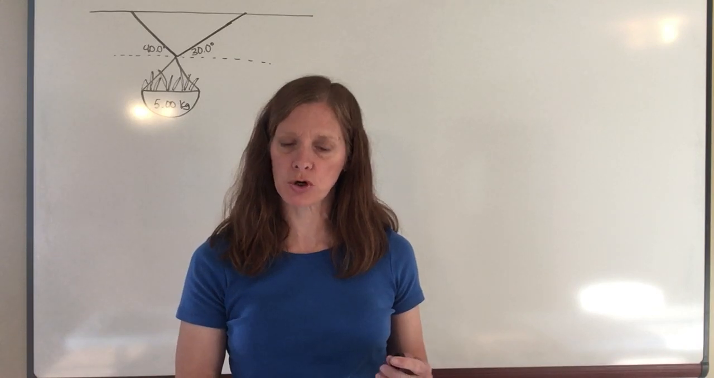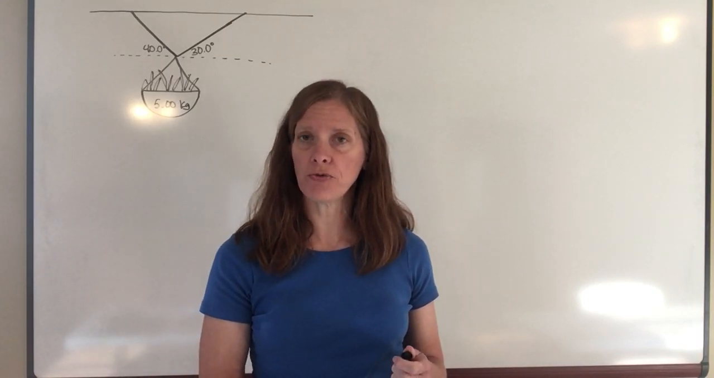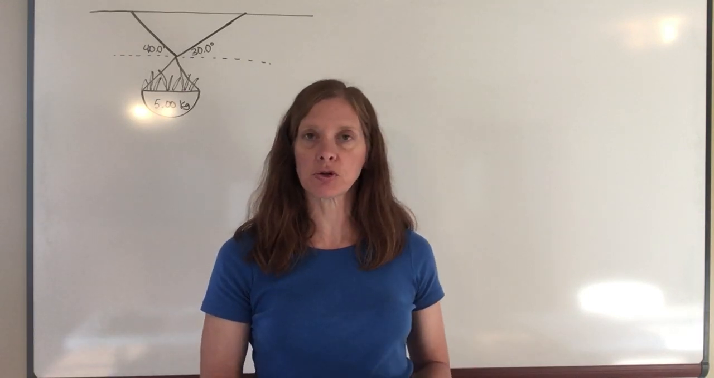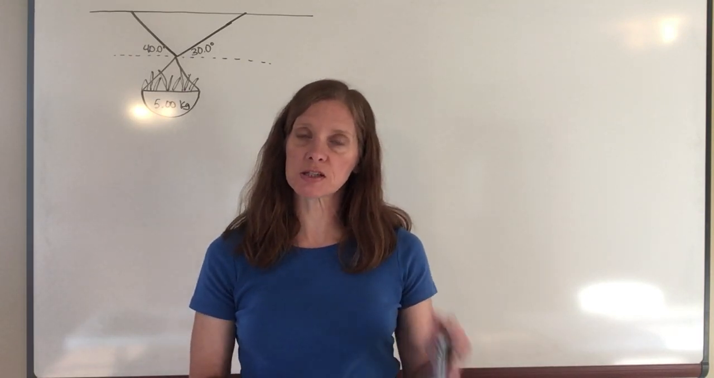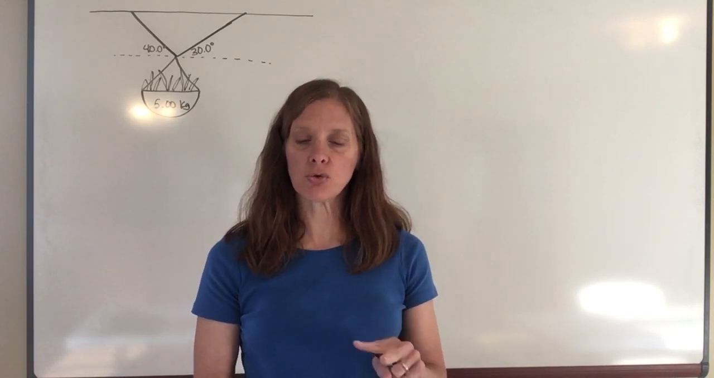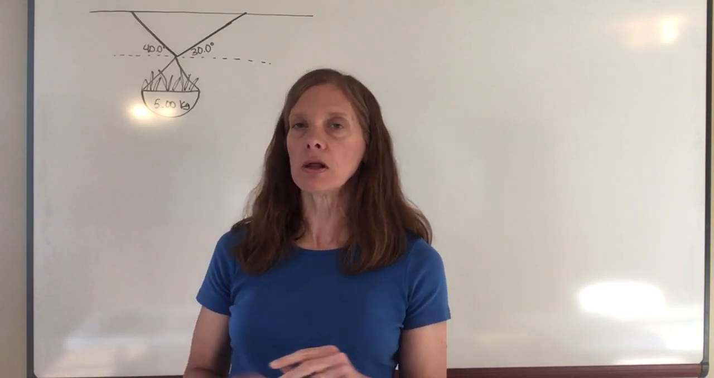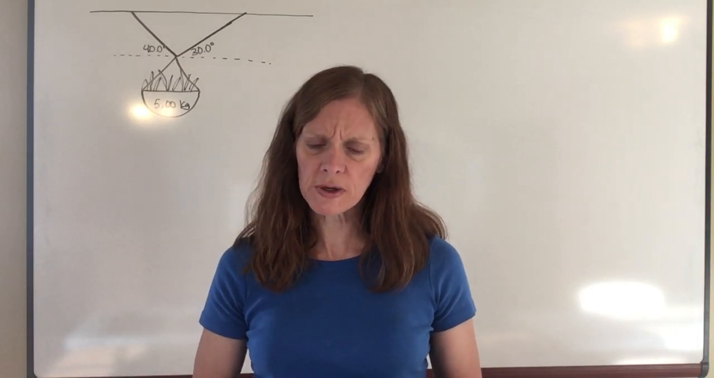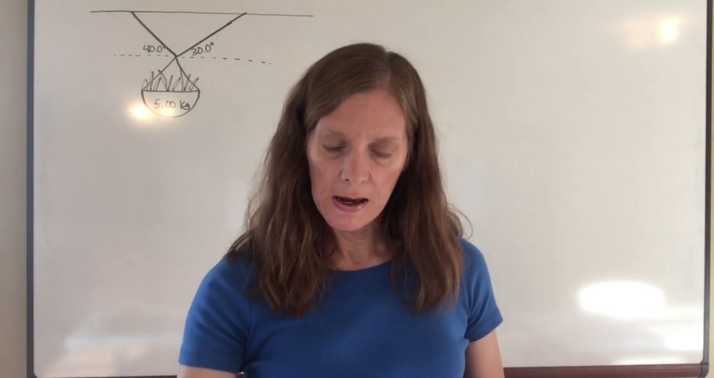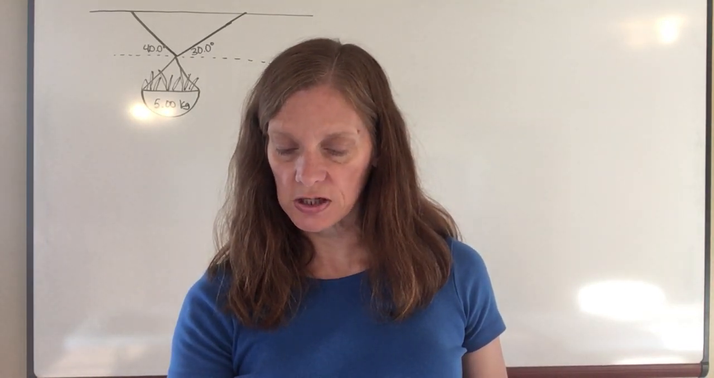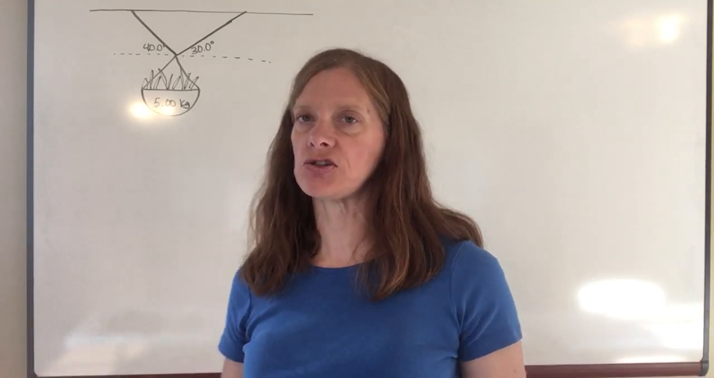I am going to work example 6.2 for you. Now, example 6.1 is worked very, very similarly. The difference between 6.1 and 6.2 is that in 6.1, the two angles that you're using are identical, and in 6.2, the two angles are different. So in example 6.2, it says a 5-kilogram flower pot is suspended from two strings as shown below. What is the tension in each string?